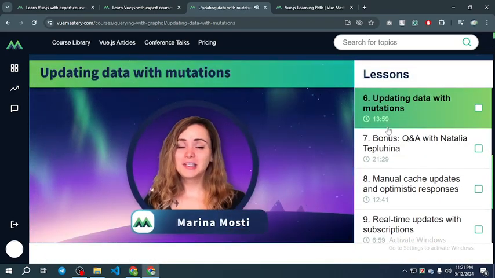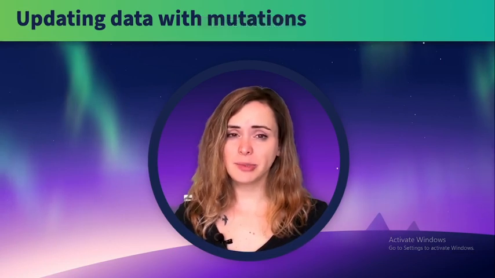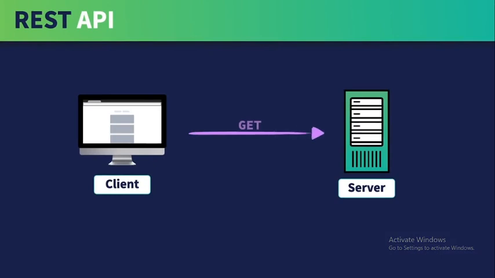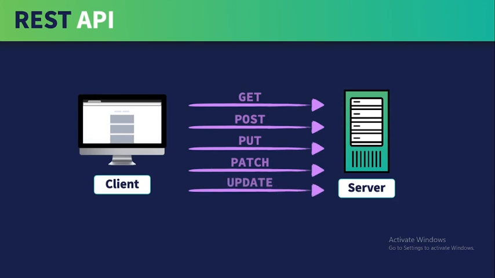Welcome back. So far in our example app, we have only been fetching data from our GraphQL API endpoint. In this lesson, we'll learn how to modify that data on our server by using GraphQL. In a REST API, we typically use GET requests to fetch data, and we use POST, PUT, PATCH, and UPDATE to change data on the server.